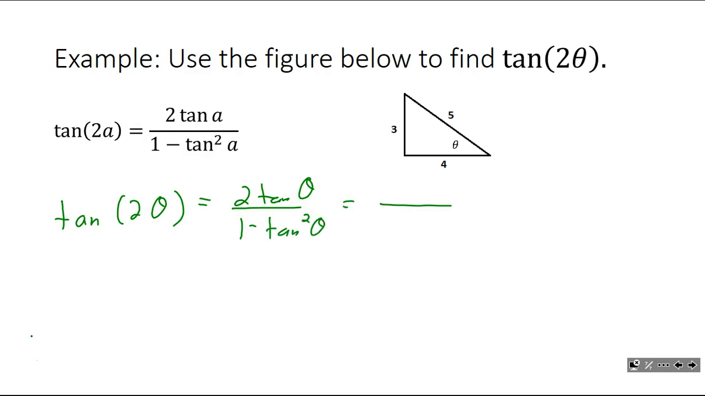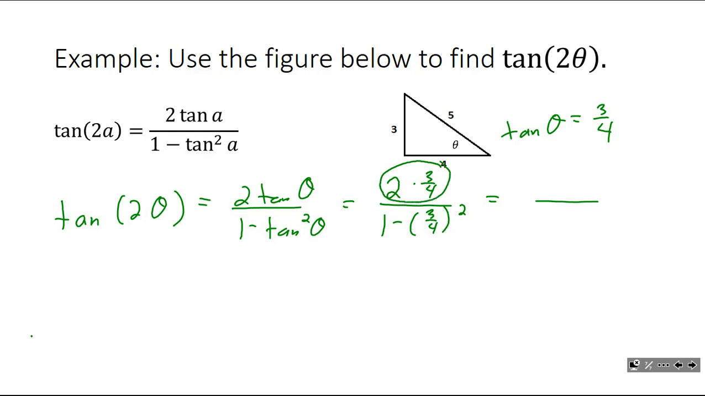Well, we need tangent of theta to answer this question, but that's easy enough. Look at our triangle. Tangent of theta, remember SOHCAHTOA, tangent is opposite 3 over the adjacent 4. So, plugging that in, this will be 2 times 3/4 over 1 minus that tangent squared. Now in the numerator there, if we multiply 2 times 3, that's 6 over 4. But 6 over 4 will reduce to 3 over 2. And the denominator, that would be 1 minus 3/4 squared, that would be 9/16.